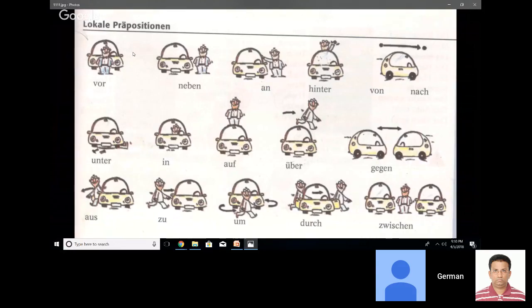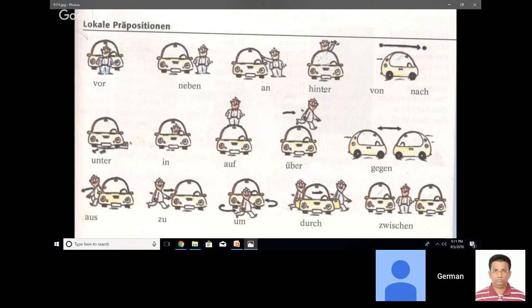Over here, this is a simple image of a man wherein we are using Wechsel prepositions to show the position of the tiny man. Vor means in front of. Over here, the man is in front of the car. That's why the preposition we are using is vor. Neben is near. The man is near the car. An is on, vertically. He's leaning on the car. That's why the preposition associated with it would be an.